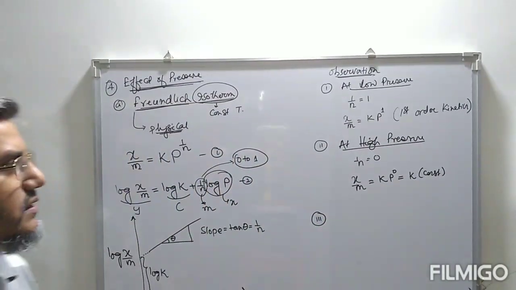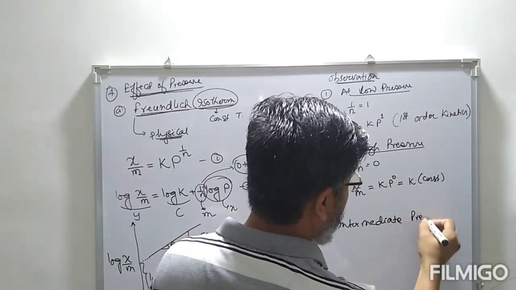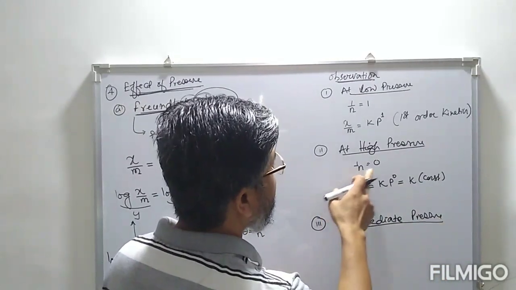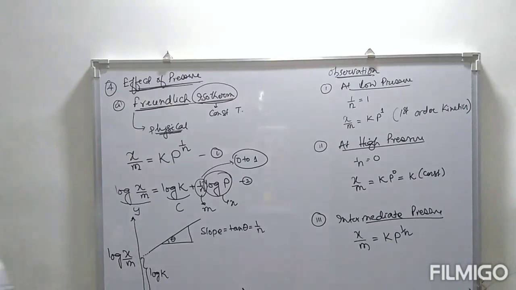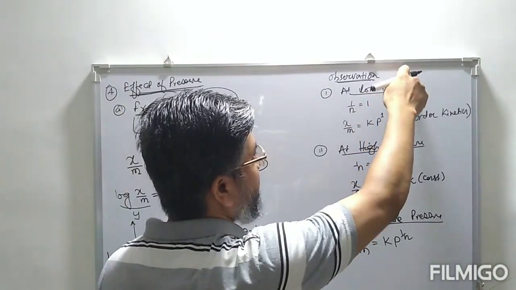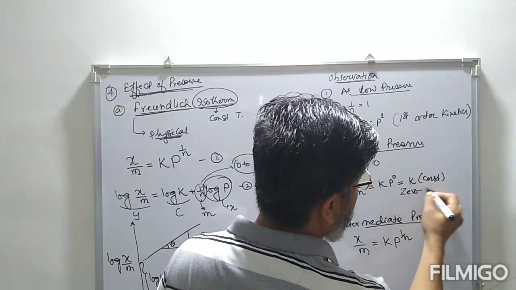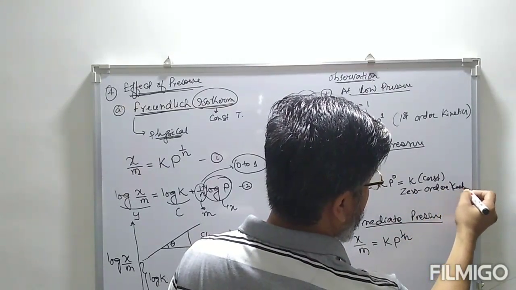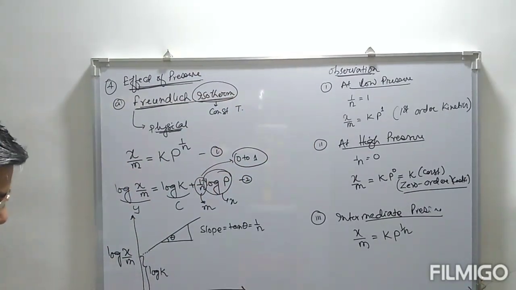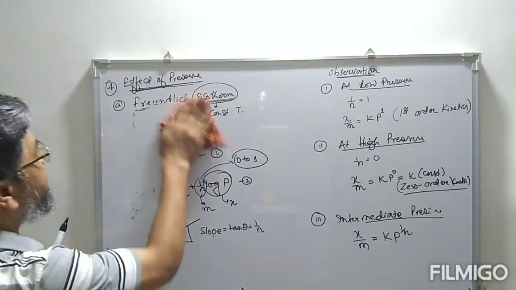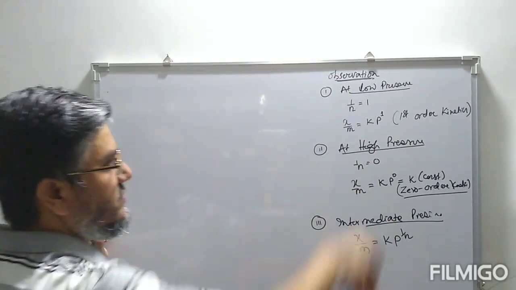And at some intermediate pressure, 1 by n is between 0 and 1, so we have the equation x by m is k p raised to 1 by n. So this is the observation. At low pressure, the extent of adsorption follows first order kinetics. At high pressure, it follows zero order kinetics. So this is the effect of pressure on the Freundlich isotherm. This is used to explain physical adsorption, considering the effect of pressure at low, high and intermediate pressure.